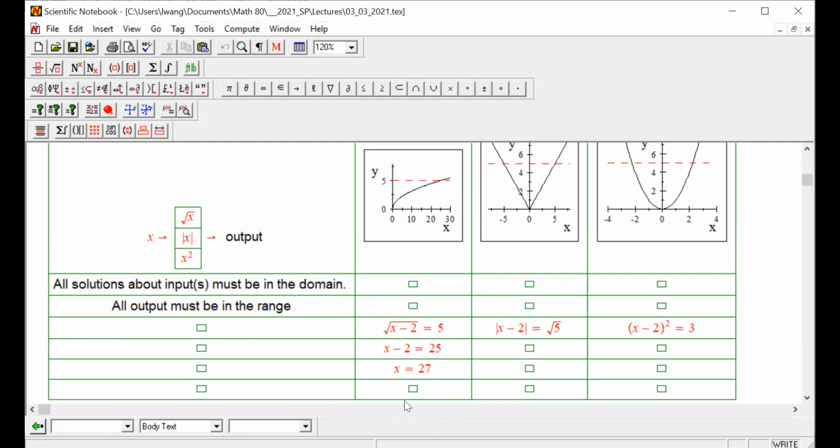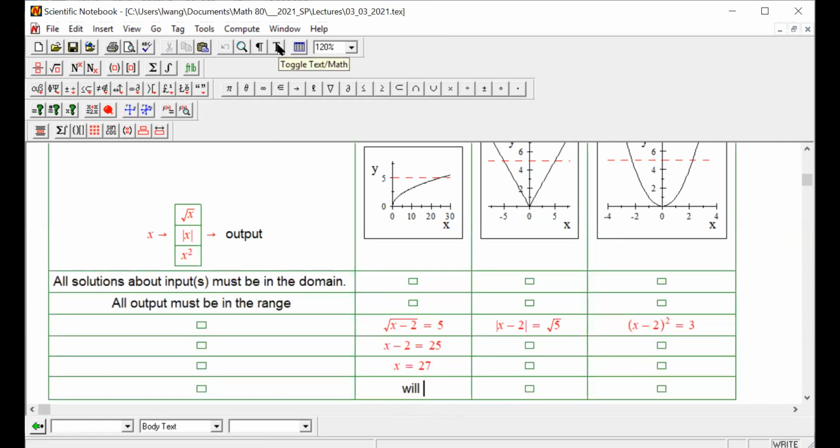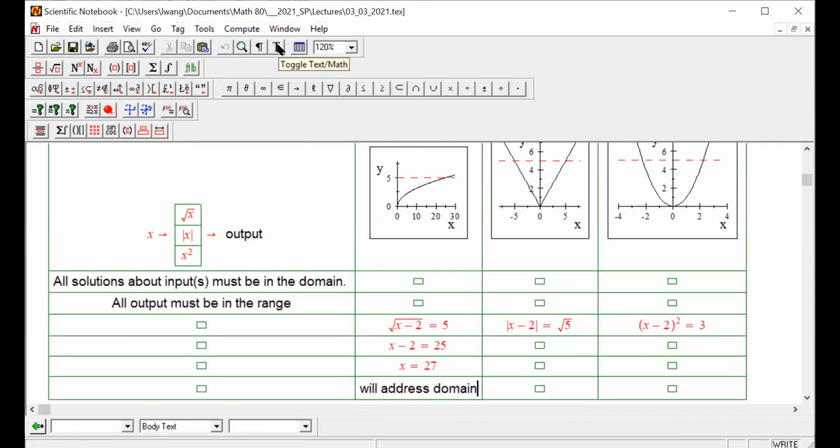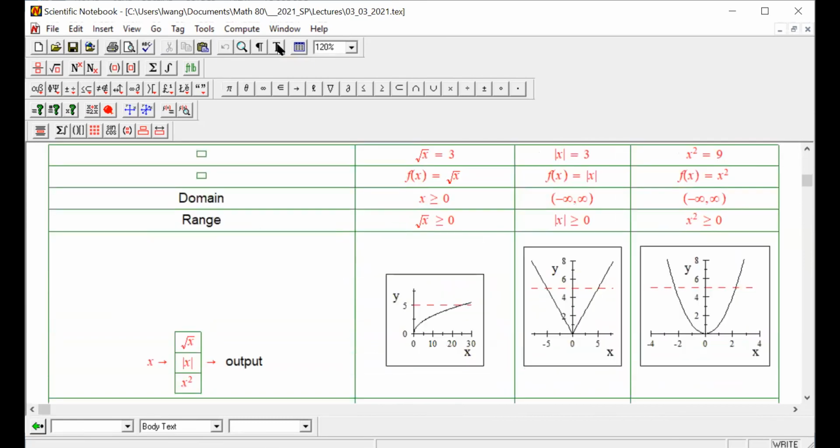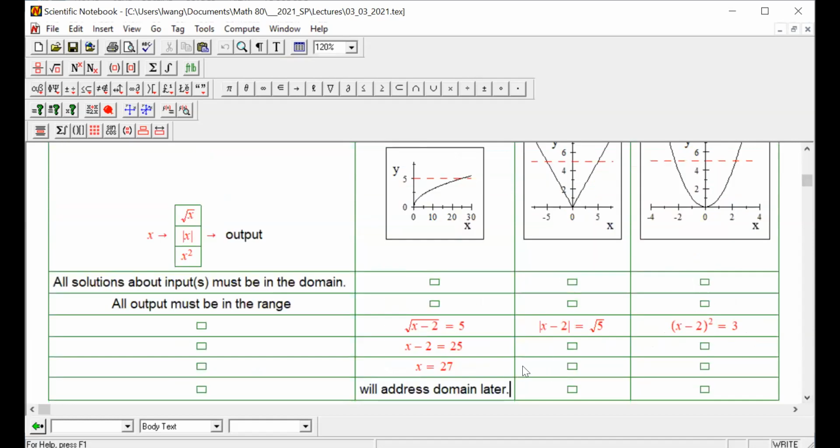I will address domain later. We will address the domain on this one just a little bit later. Now, for these two, the domain is not an issue. They're all real numbers, so we don't need to worry about it.